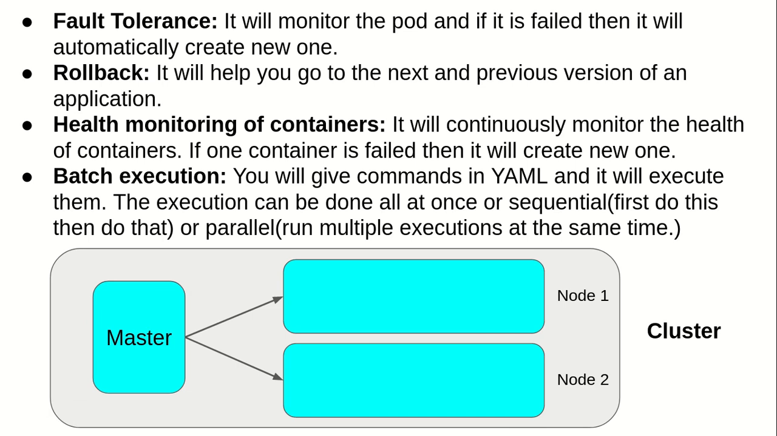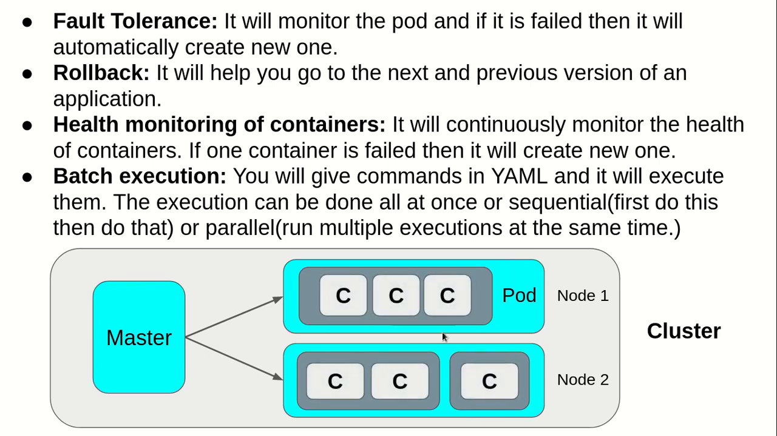And inside these nodes there are pods. I have shown you what a pod is. It is the smallest unit of Kubernetes. So these are the pods. One node may contain one pod, or one node may contain multiple pods. Inside these pods there are containers. One pod may contain multiple containers, or one pod may contain one container. And inside these containers there are multiple applications.